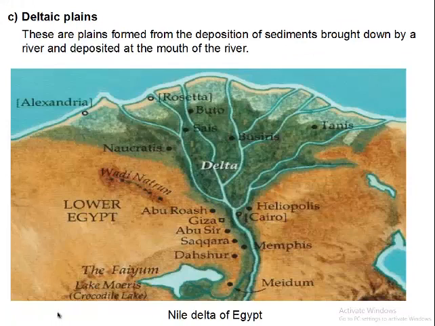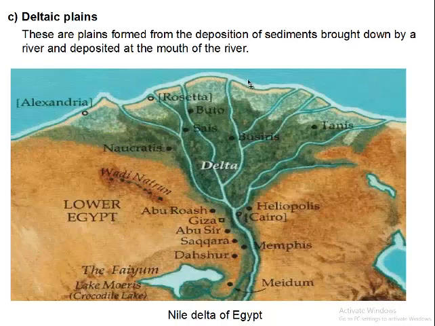There is what we also call the delta plains or the deltaic plains. When we talk about the delta plains, we are talking about plains formed from the deposition of sediments brought down by a river and deposited at the mouth of the river. When we talk about the mouth of a river, we are talking about where the river joins another water body. An example of such plain is the Nile Delta of Egypt.